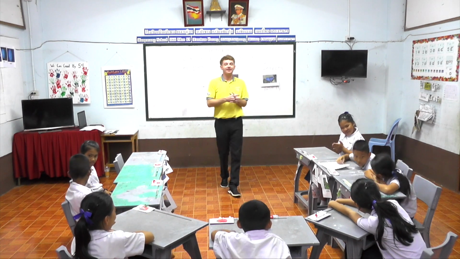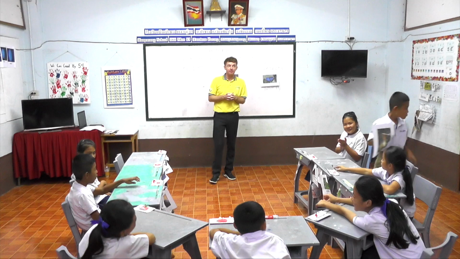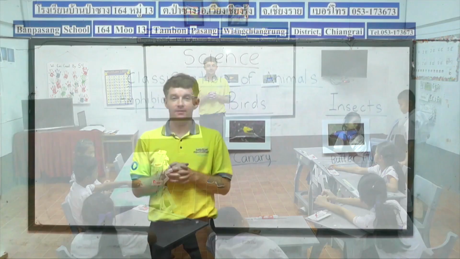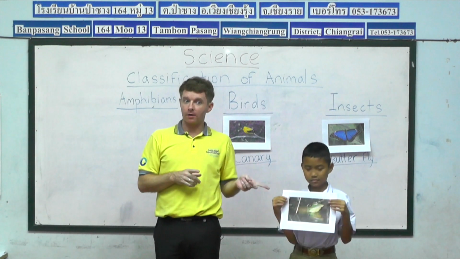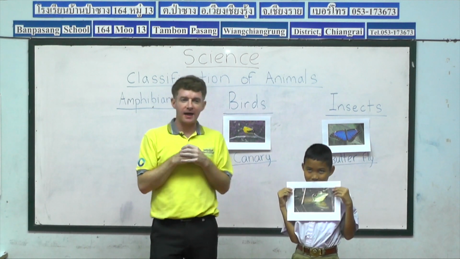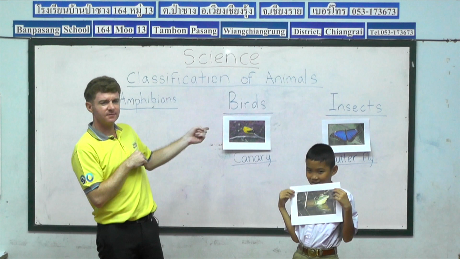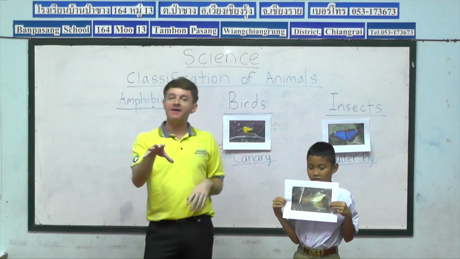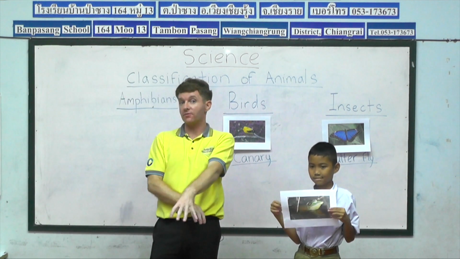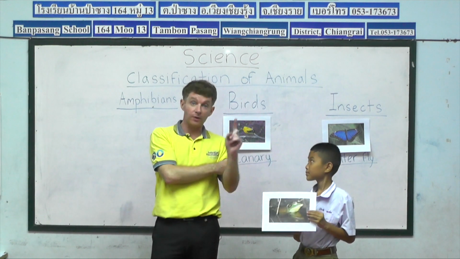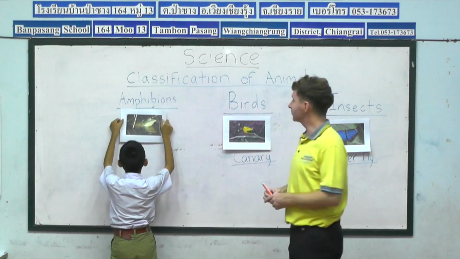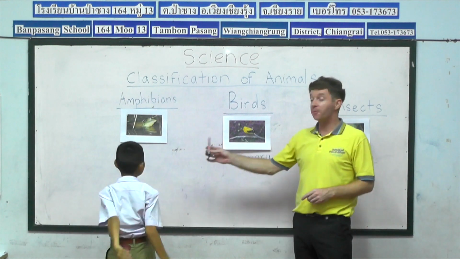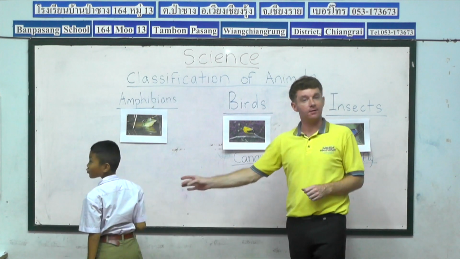And now, it's Bang Pon's turn to bring his animal to the front of class. And let's see what animal Bang Pon has. It's a frog. What type of animal is a frog, guys? Is a frog a bird? Amphibian, yes, because a frog can go in water and come out again. So we can put it into the category of amphibians. Well done, Bang Pon.